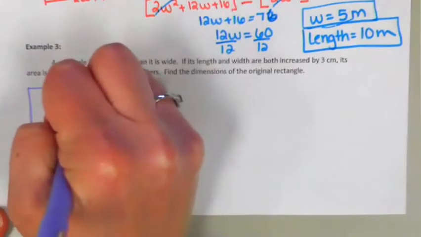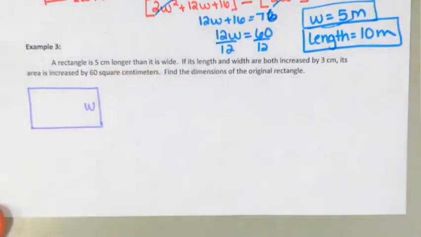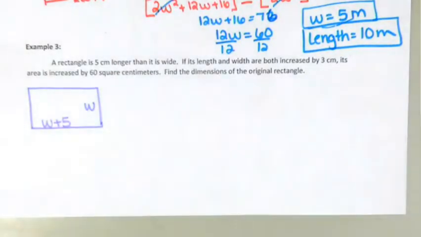W. What do you want to label its length if it's 5 centimeters longer than its width? W plus 5, or 5 plus W. Does it matter the way you have it? No, I always tend to go standard form though.